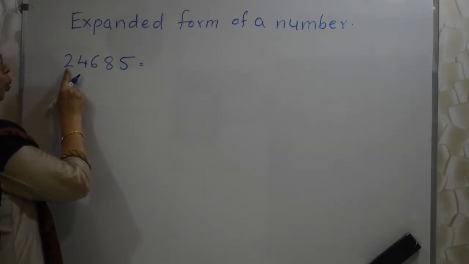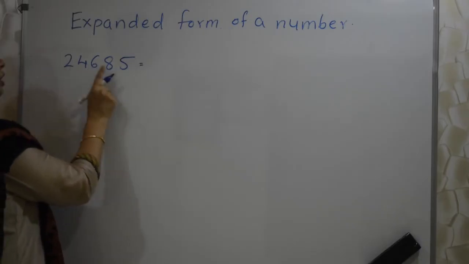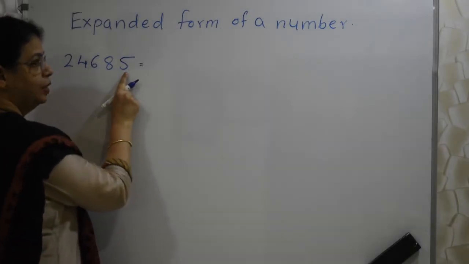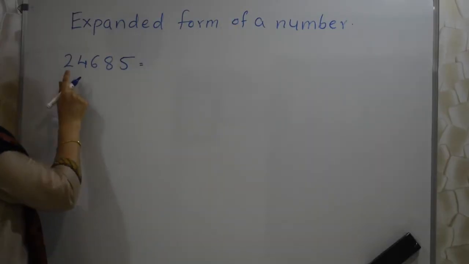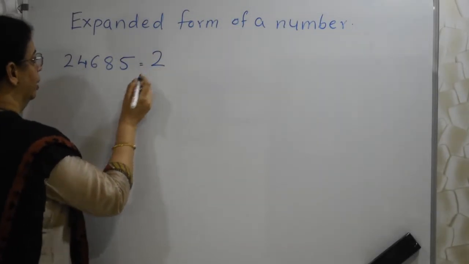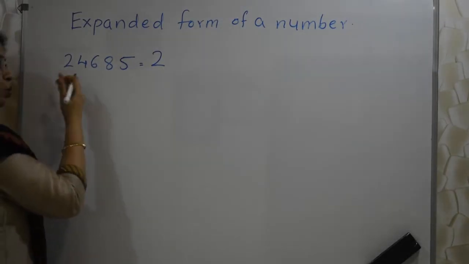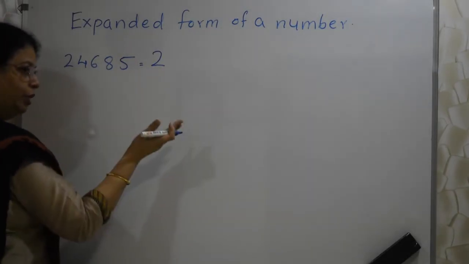First begin with 2, the highest number. This is the lowest number because it's in the units place. This is tens, hundreds, thousand, 10,000. This is the biggest one. So let us start with the biggest one. After that, it is in 10,000s place. So 20,000 will be the place value.